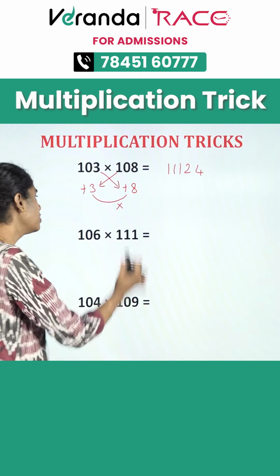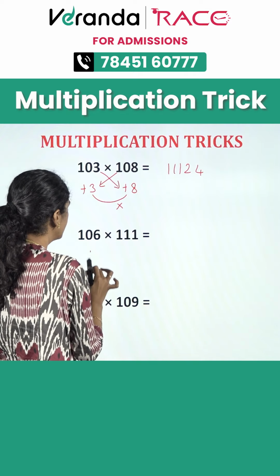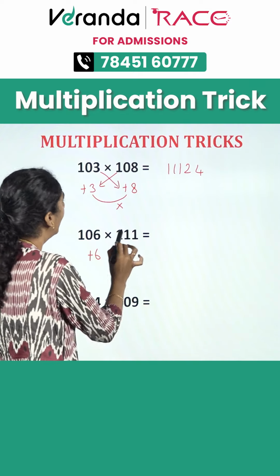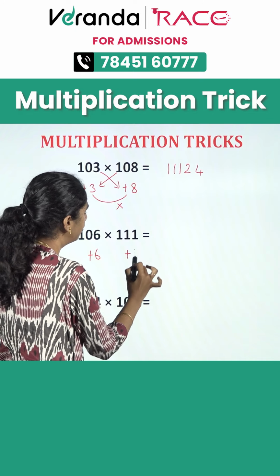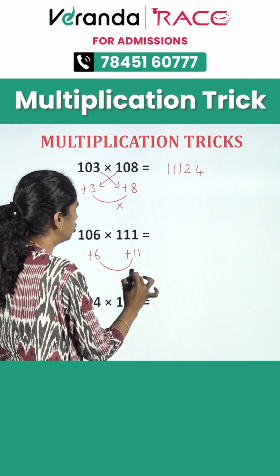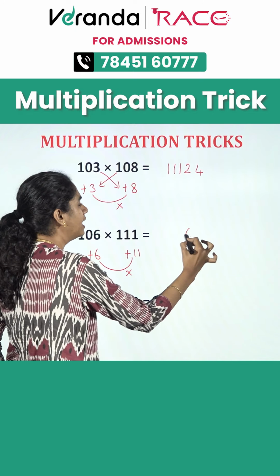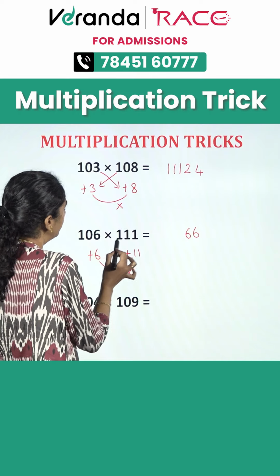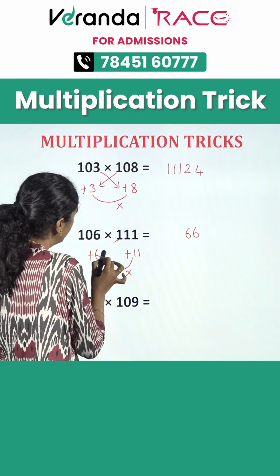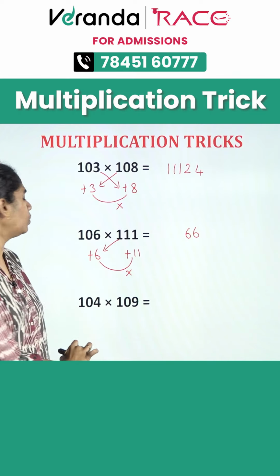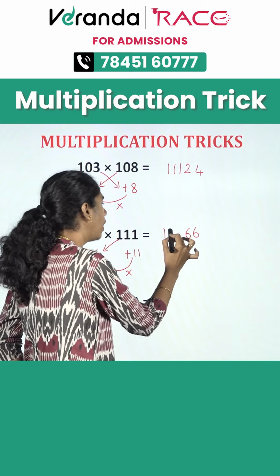answer. Okay. So second question, 106 is 6 more than 100 and 111 is 11 more than 100. We need to multiply these two. We will get 66. Next we need to add 111 with 6, which means we will get 117 as our answer.